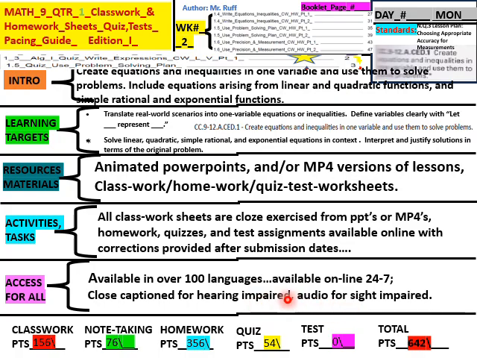Audio for sight impaired. And then our classwork points are 156. Note-taking points are 76 points. Homework points are 356 points. Quiz is 54 points. Test, there are no test points. So the total for Week 2 is 642 points for Math 9 Quarter 1, Week 2.